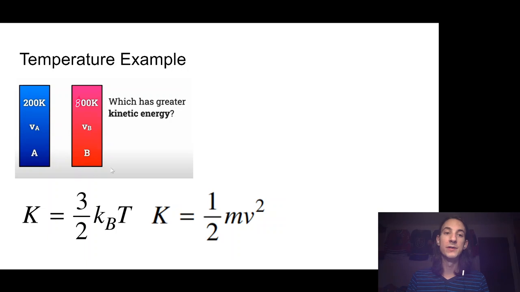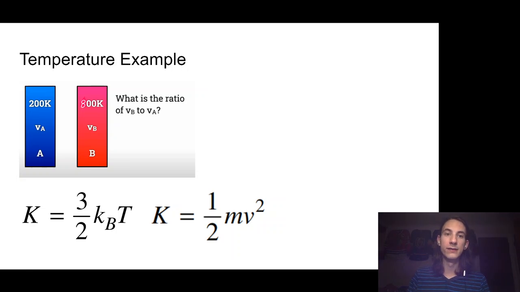So we can see that object B is going to have a greater kinetic energy because it has a greater temperature. The temperature is a measurement of the average kinetic energy of all of our particles. Because we have a greater temperature, we have a greater average kinetic energy of those particles.